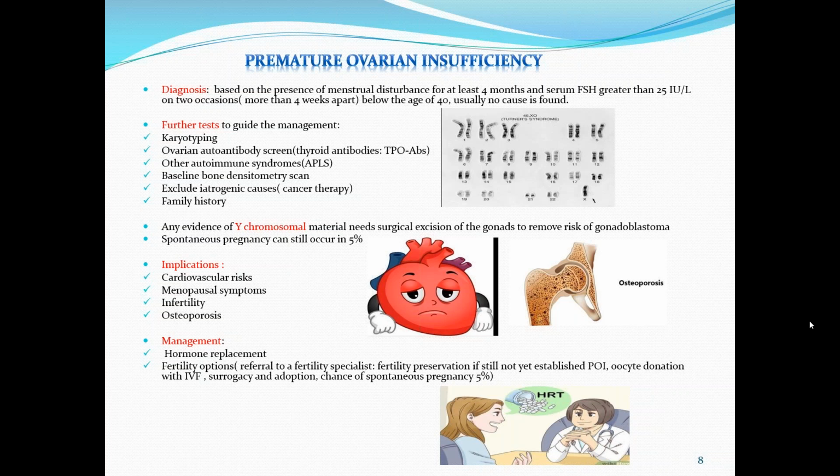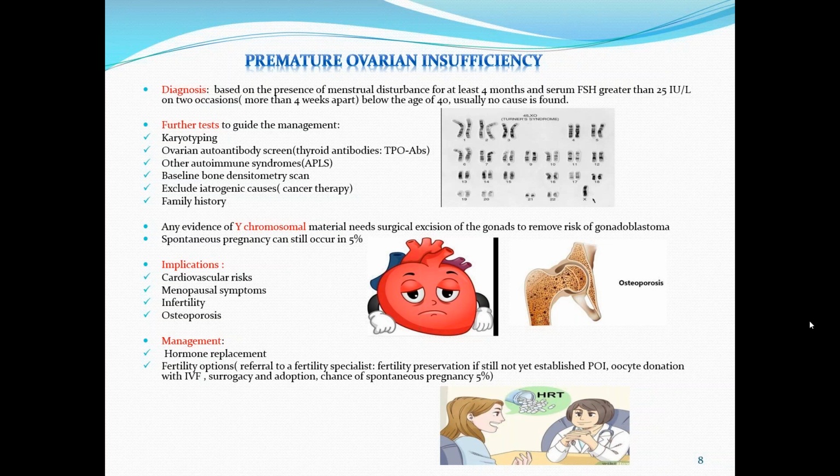One thing, ovarian reserve. In Turner syndrome, we have to check ovarian reserve. But in premature ovarian insufficiency, I did not find in the article that we should check ovarian reserve. It's not established. Sometimes she may not have established premature ovarian insufficiency.